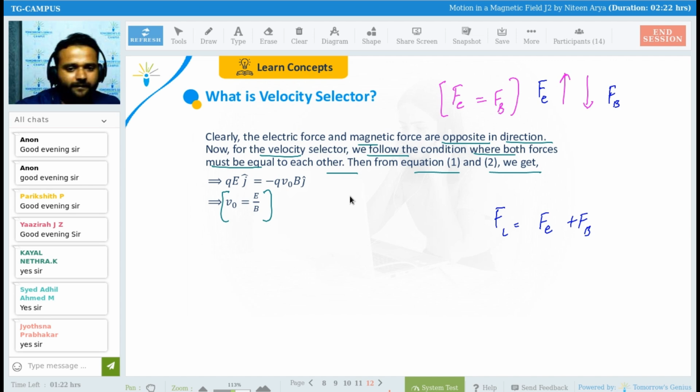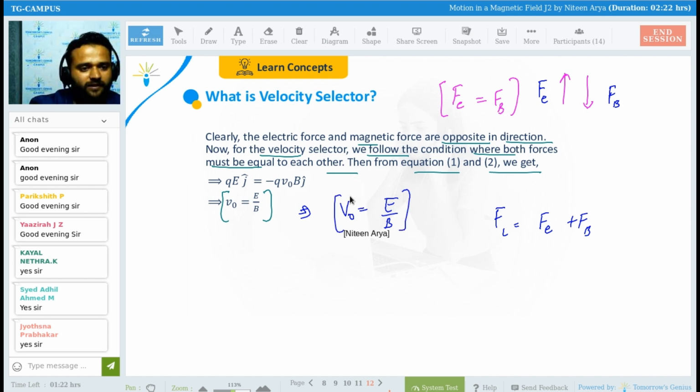Okay. So either you write this or you write this. Clear? So then velocity is going to be E by B. Simply. Clear, everyone? Good.